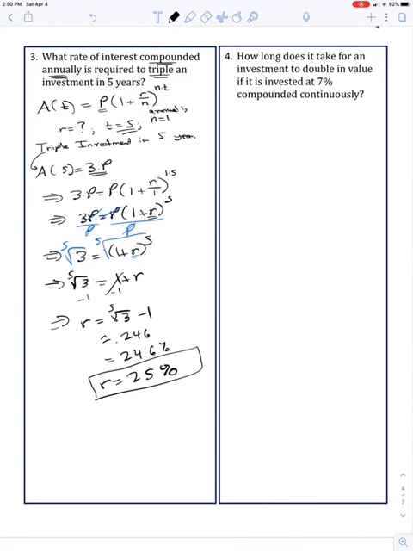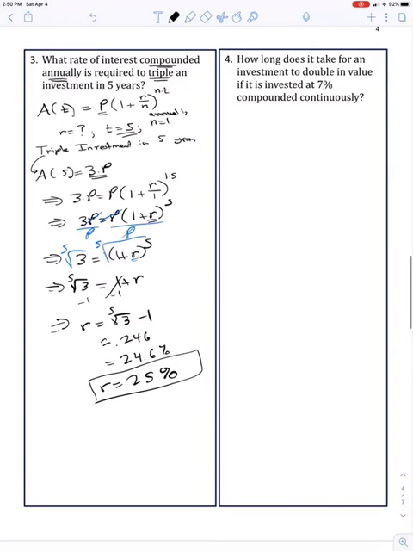Let's go to number 4. How long does it take for an investment to double? All right, so we're going to double the initial investment if it's invested at 7%, compounded continuously. And again, there's the key word. So our model, our amount in T years, is equal to P, our initial investment, times e to the r times t, interest rate times time. So in this problem here, we're given r, our interest rate is 7%, which is a decimal of 0.07.